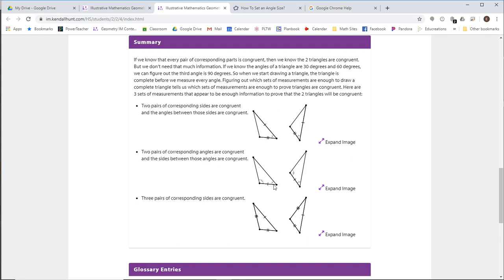So, side, angle, side is enough information. Angle, side, angle, so two pairs of corresponding angles are congruent and the sides in between them are congruent. Or if we just know that all three pairs of corresponding sides are congruent, that's enough information to show that the entire triangle is the same. Okay? That's everything.